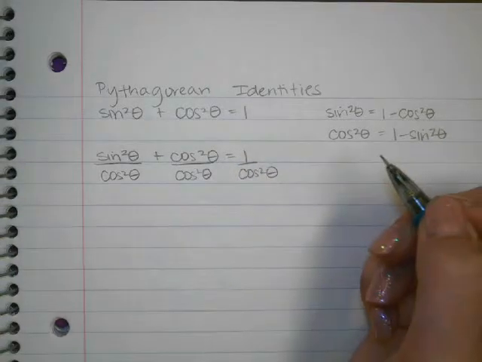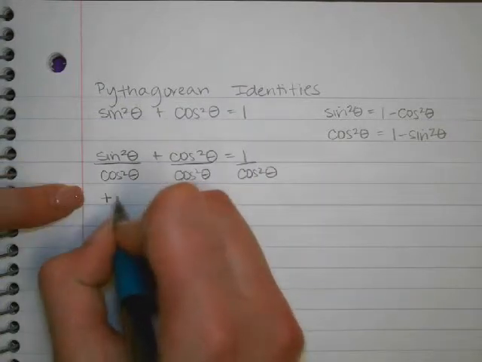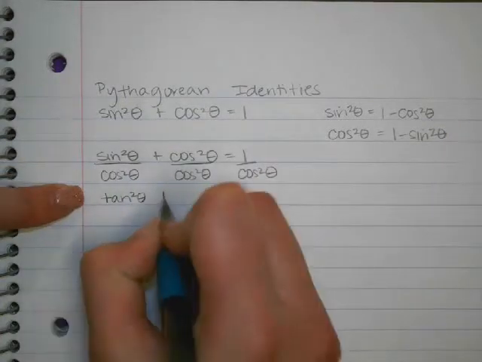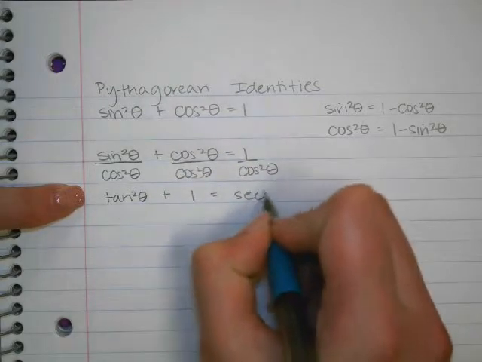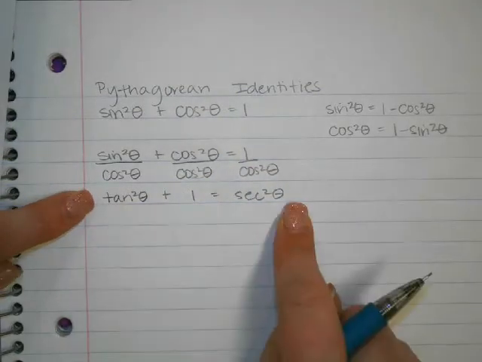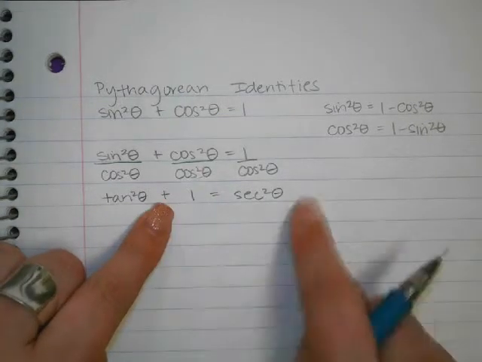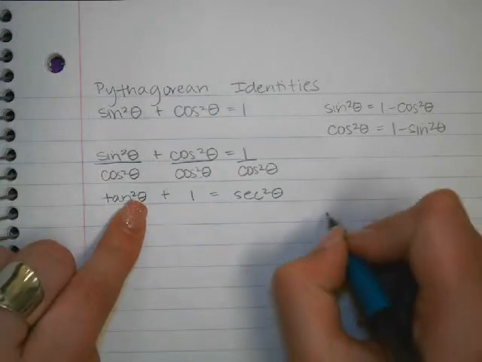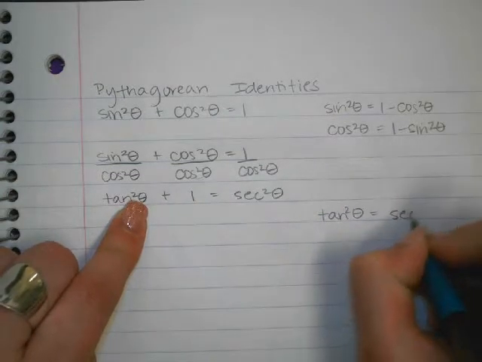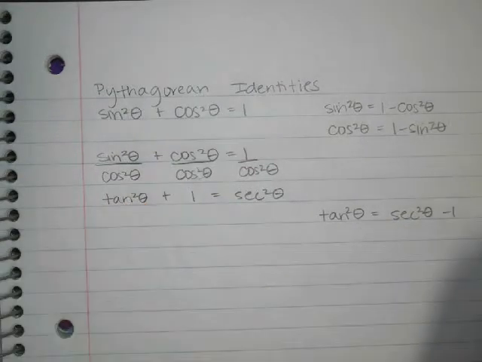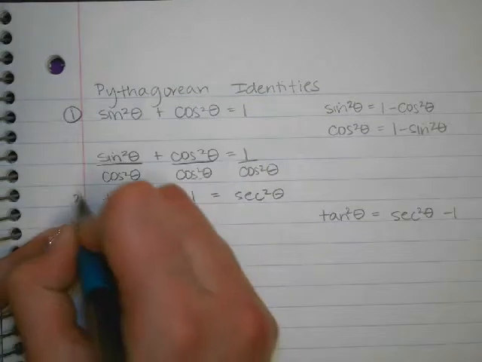And what you'll notice after I do that is that this equals tan squared, this equals 1, this equals secant squared. And so that's actually where the second one comes from. And then for the alternate form, we can just think about subtracting that 1 over. So the alternate form is that tan squared equals secant squared minus 1. All right, so we have the first one, we have the second one.